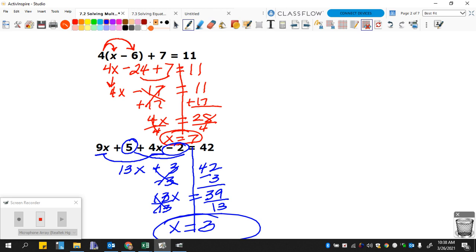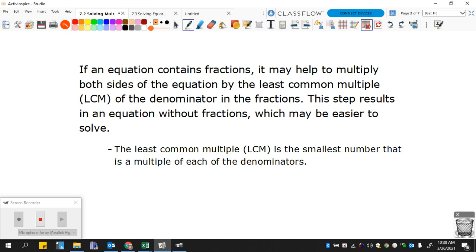Now, sometimes equations contain fractions. And if they contain fractions, one easy way to eliminate the fractions is to multiply both sides of the equation by the least common multiple of the denominators in the fractions. This step results in an equation without fractions, because it cancels out the denominators. And just as a reminder, the least common multiple is the smallest number that is a multiple of each of the denominators. So let's do several problems like that.